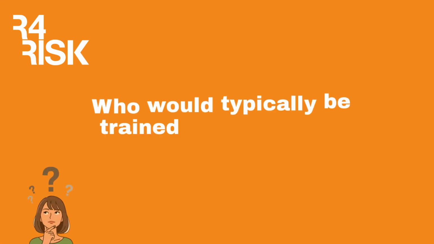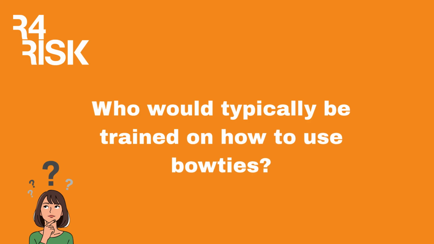Who would typically be trained on how to use bow ties? So engineering, support, maintenance, and operations. Definitely engineering would need to know how to use bow ties because they're assessing the major equipment that's in there, and they've got the greatest knowledge of the process as well. So they need to be able to identify risks and know what risks are out there.